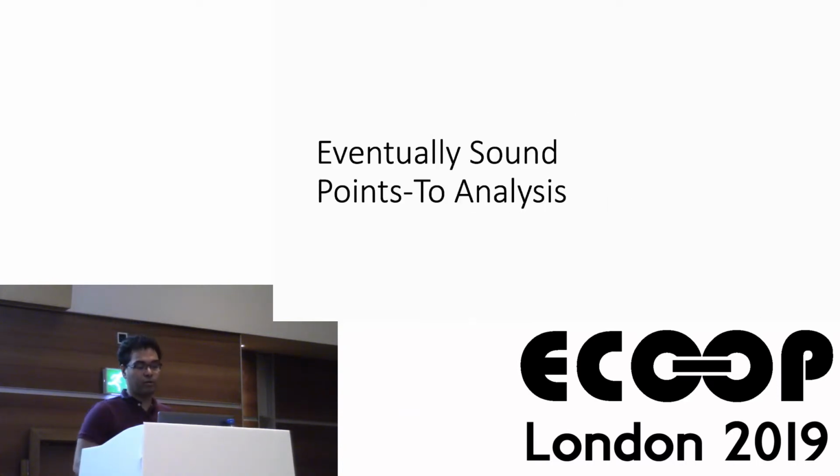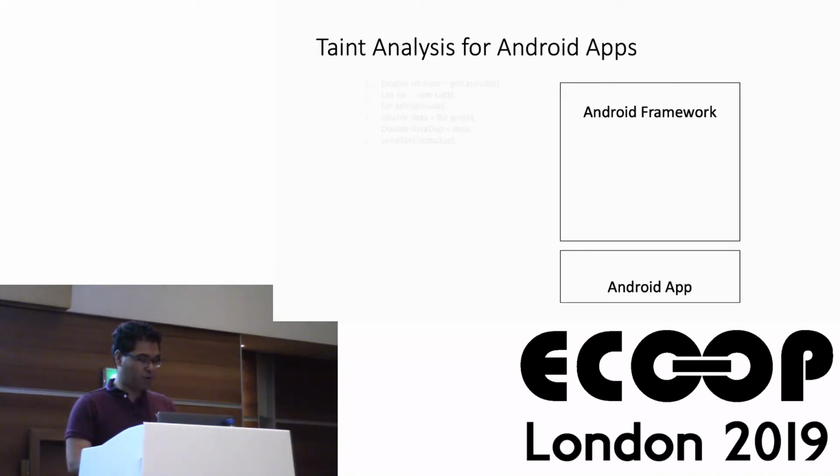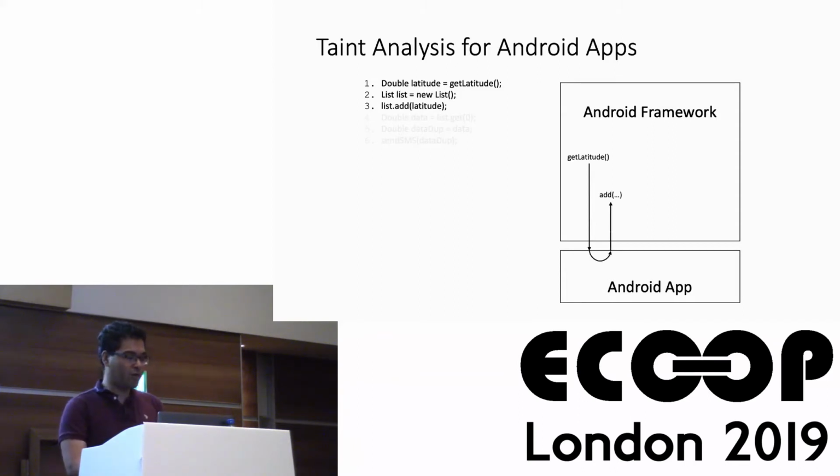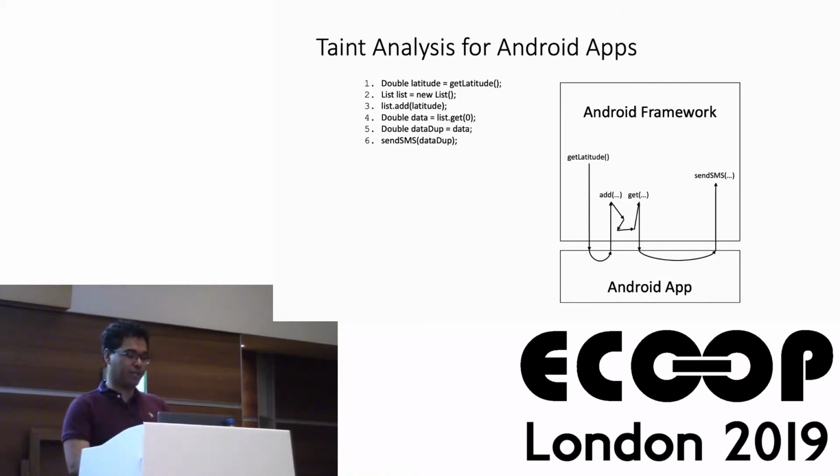Now I'm going to go into a little bit more detail on our eventually sound points-to analysis. First, I'm going to give an example of a toy Android program. On the left-hand side, I'll show the code, and on the right-hand side, a pictorial representation of the taint flow in this code. The code starts off by extracting the user's location from the Android framework. It adds this information to a list, retrieves it from the same list, and finally leaks it outside of the system using an SMS message.